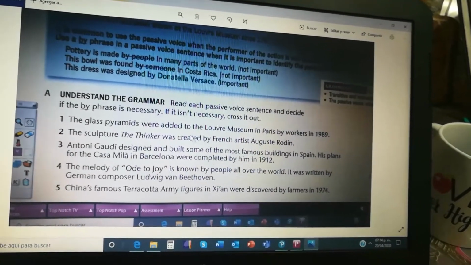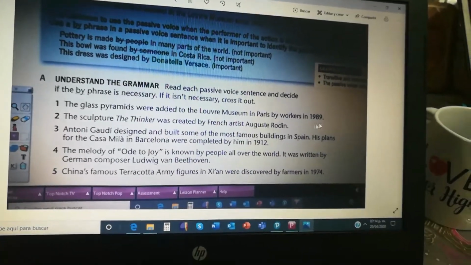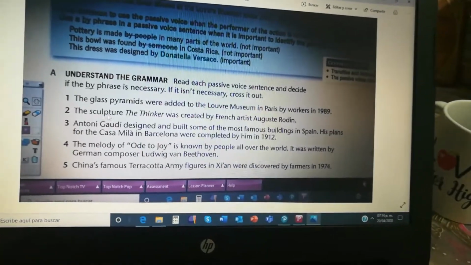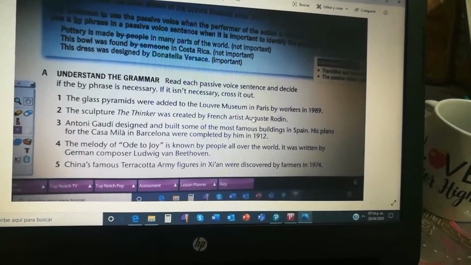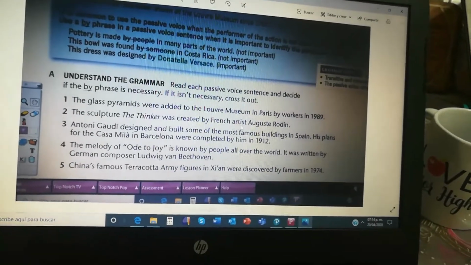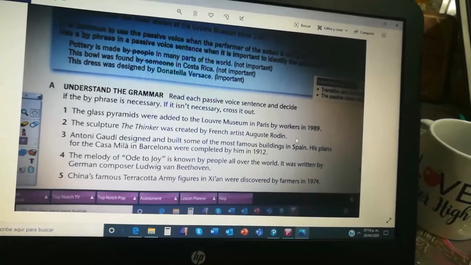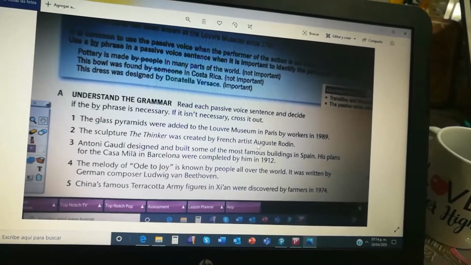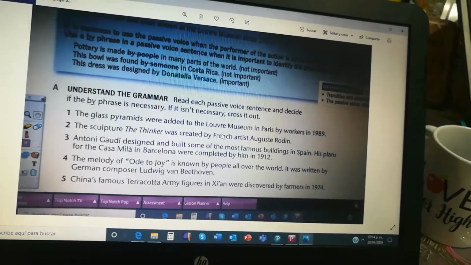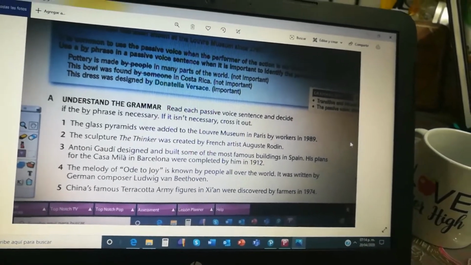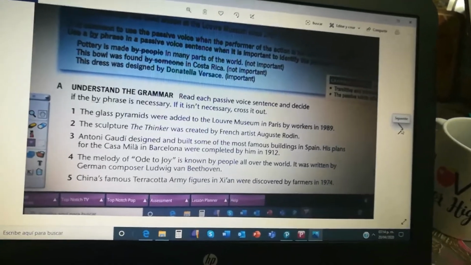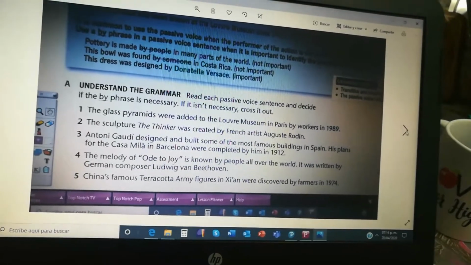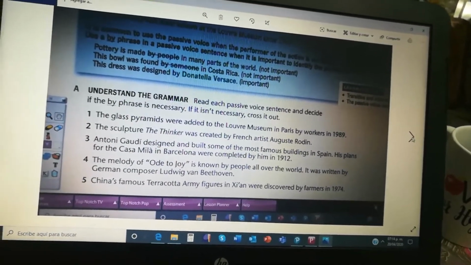And you answer numbers 2, 3, 4, and 5. For example, in number 2, the sculpture The Thinker was created by French artist Auguste Rodin. By French artist Auguste Rodin is important, so you do not cross it out, okay? Because it's specific information for you. So this is the exercise, and if you have any doubt about this, put it in the chat and I will answer your doubts.